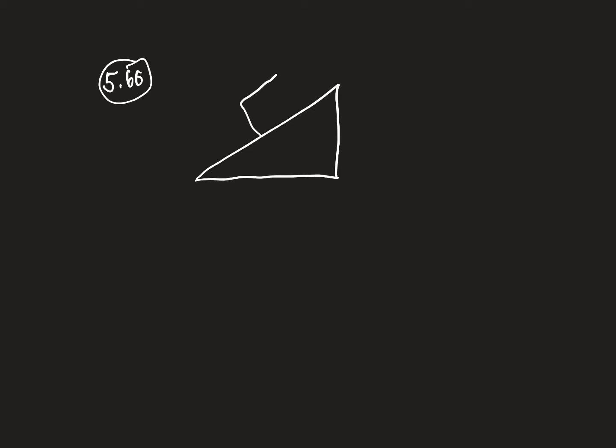So this is how we solve Chapter 5, problem number 66. What we have here is a slope, and we have a box sitting on this slope. And this box, we are applying a force to push it. Some force push.